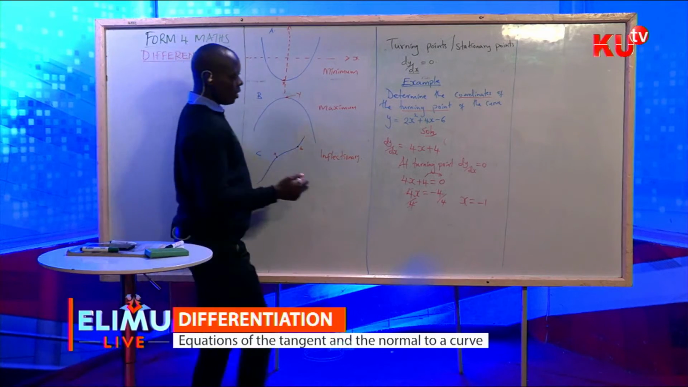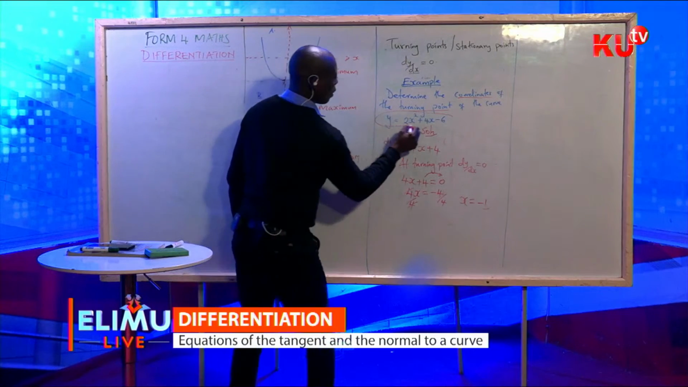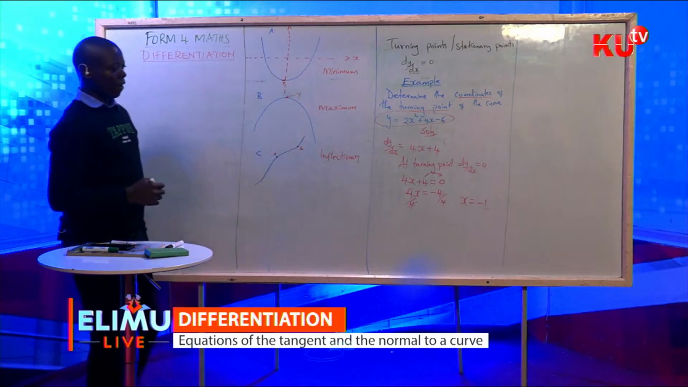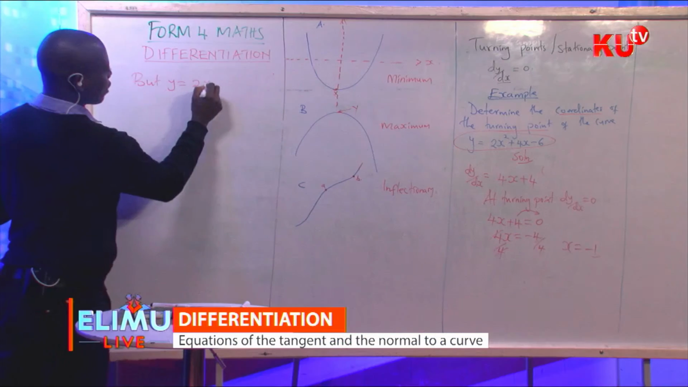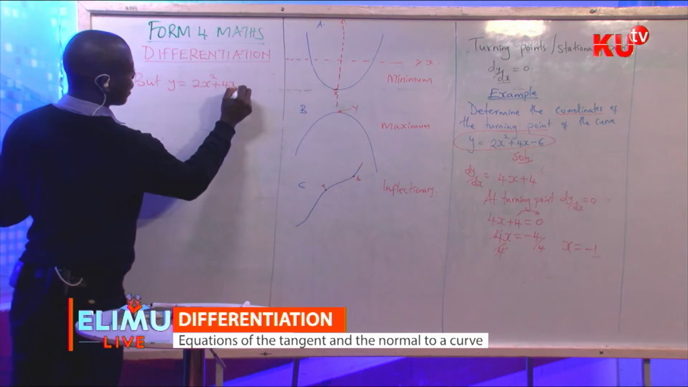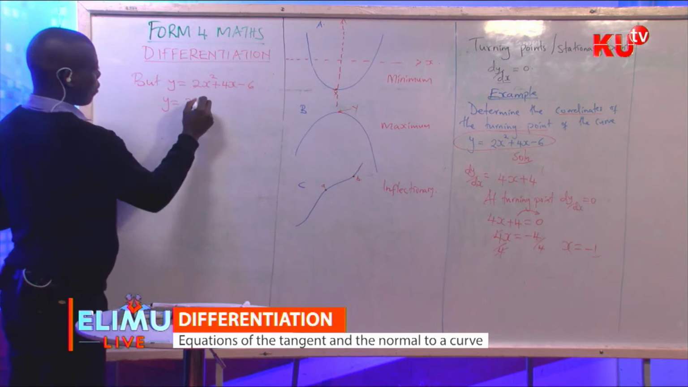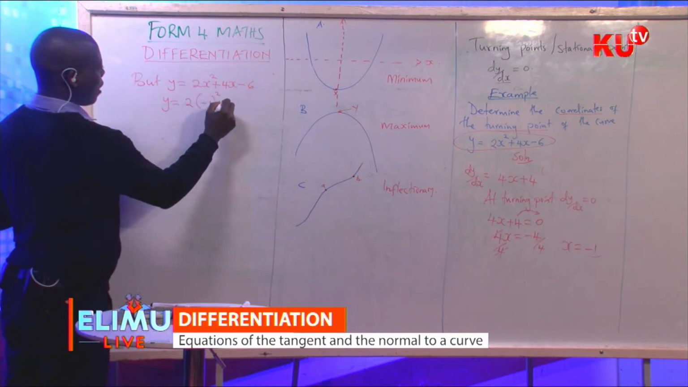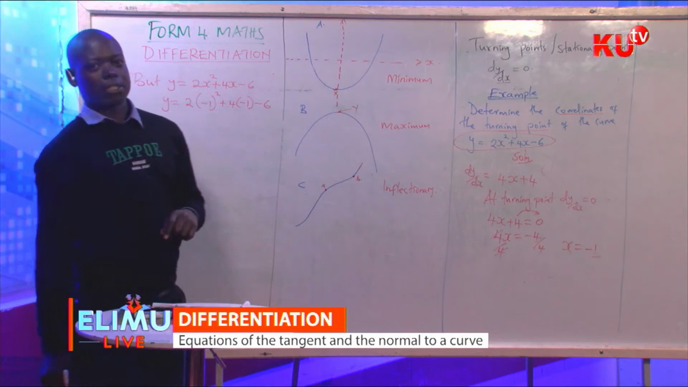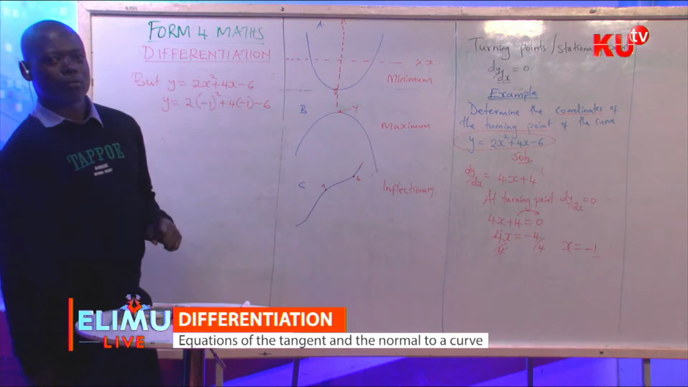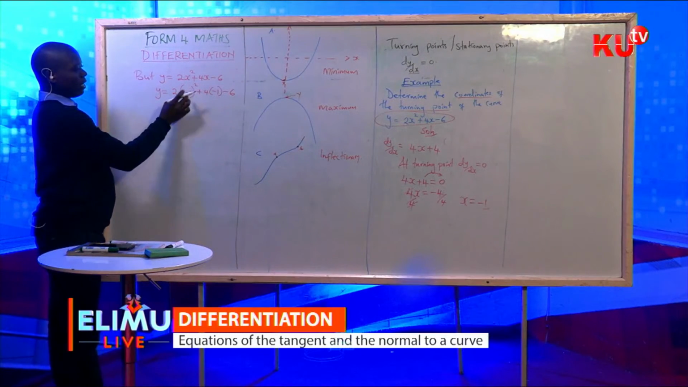Right. What we do is we take the value of x and replace in the initial function for the curve, which defines y. So we are saying, y is equals to 2x squared plus 4x less 6. Now replace in x as negative 1. So we'll have 2 into negative 1 squared, add 4 into negative 1, less 6. Good. Let's work it out. What is negative 1 squared?